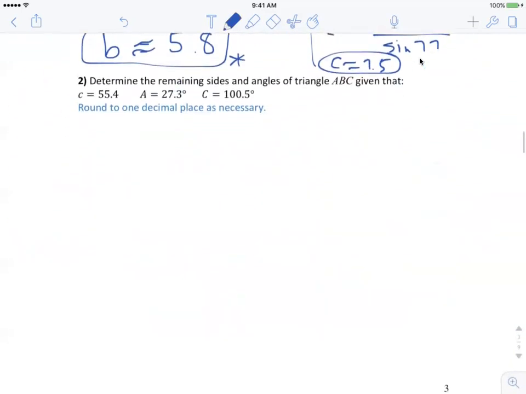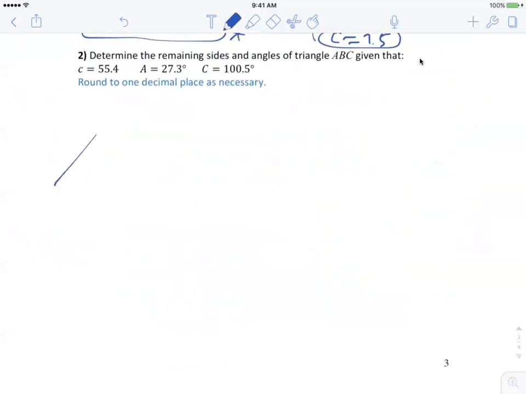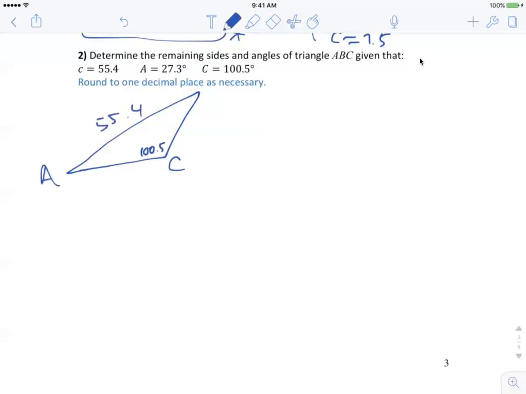Okay, let's try another one. Here, if I draw this one out, let's see what kind of scenario we have. We've got an angle that's obtuse, so maybe I should draw this as an obtuse triangle to make it kind of accurate. Right? So we're going to go kind of like that. Where here's your angle C, 100.5. Okay, and then little c is 55.4 over there. And then if this is A down here, we have that as 27.3. And then we'll call that B up there.